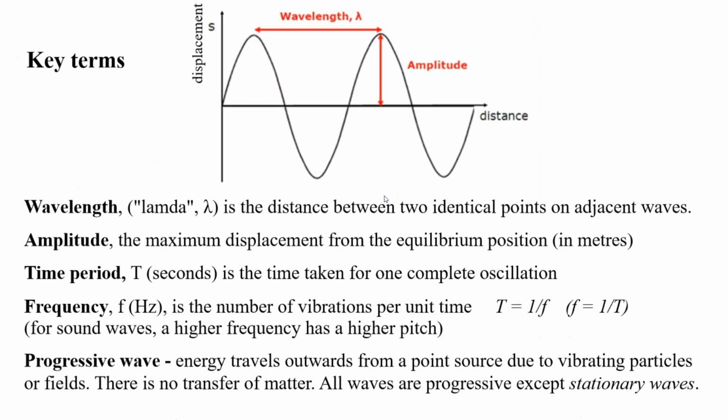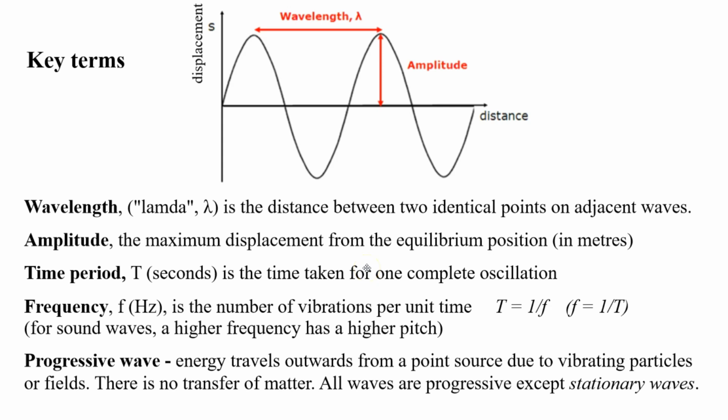Right, so some of the key terms. So the wavelength is the distance from peak to peak, or even better, the distance between two identical points on adjacent waves. That's given the symbol lambda, which is this upside down y. The amplitude is the maximum displacement from the equilibrium position. So be careful, it's not the total displacement, it's only from the midpoint to either the peak or the midpoint to the trough.